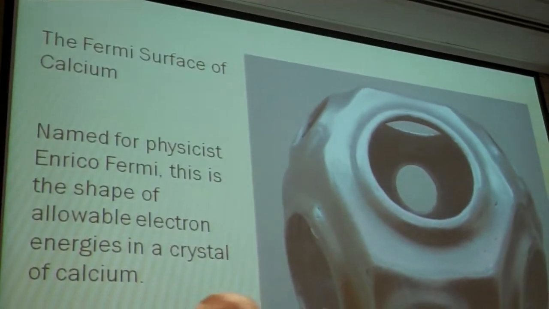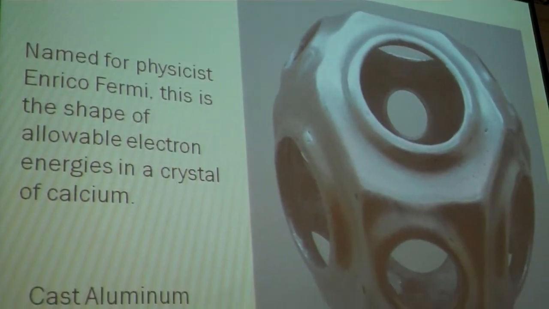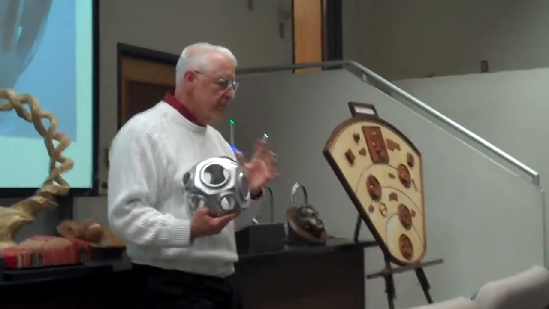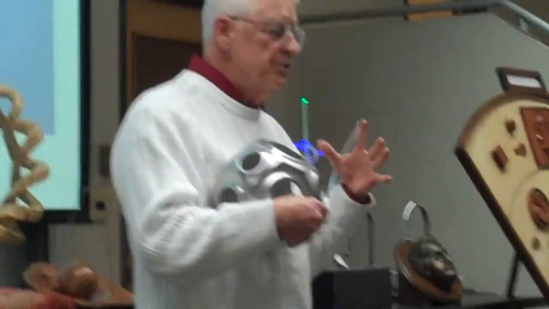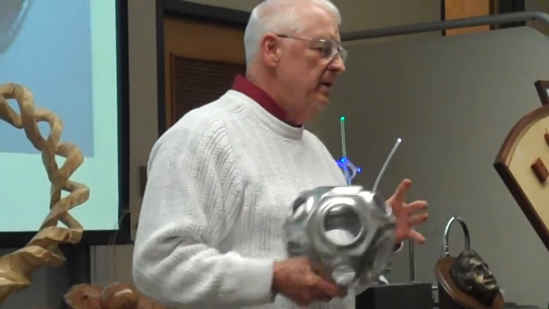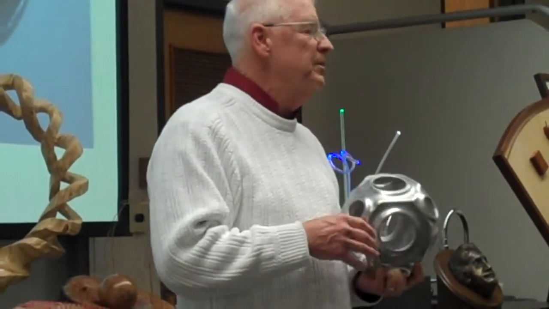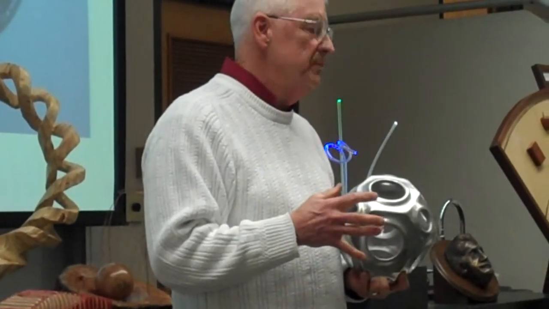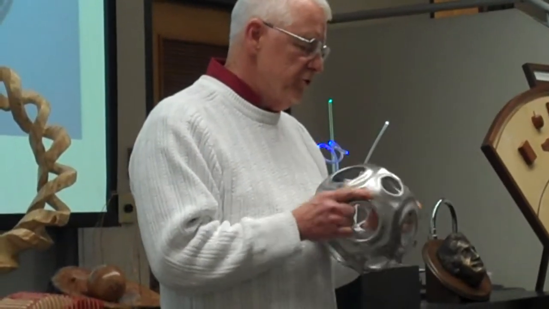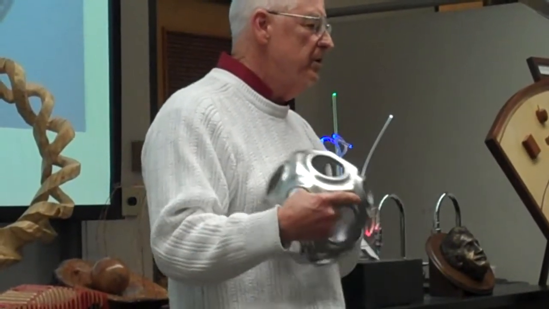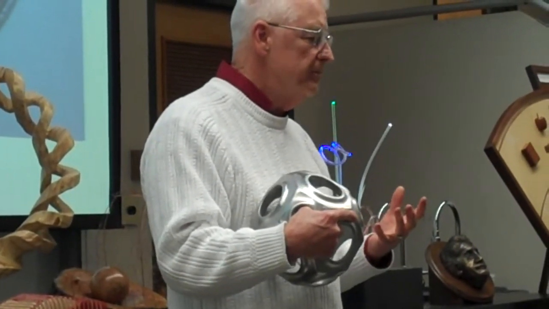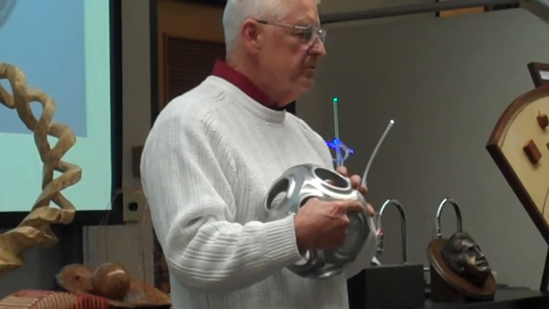This is our Fermi surface. In metallic solids, the electrons can move around, and in the absence of some electric field or some field that causes them to do something special, they will tend to choose the position of lowest energy. And it turns out that the position of energy they choose is related to the crystalline symmetry of the particular material they're in. This is calcium, a Fermi surface of calcium.